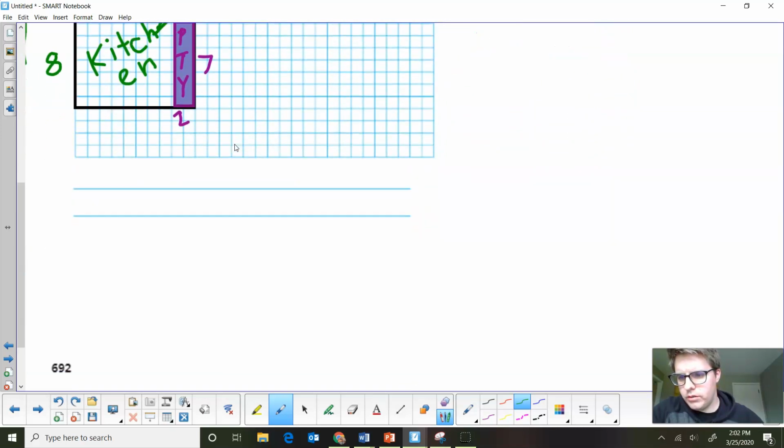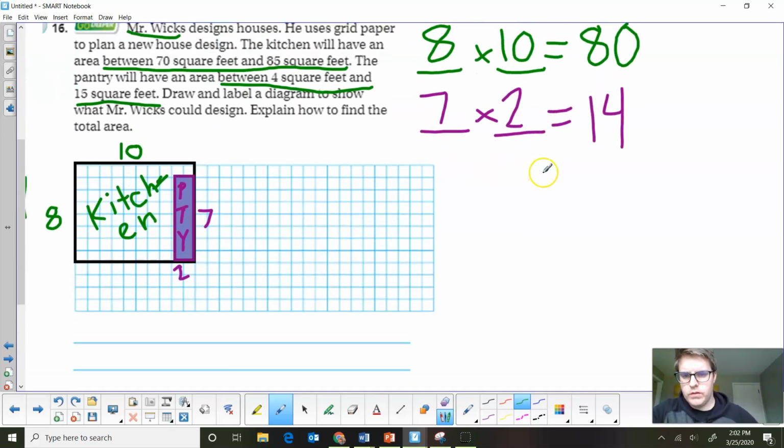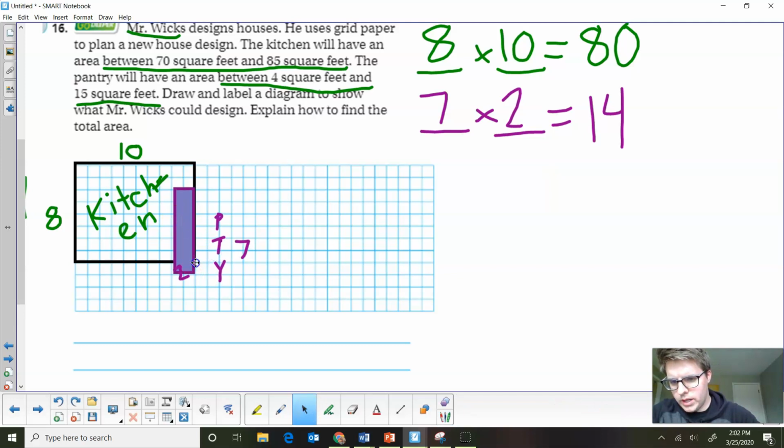Explain how to find the total area. Well, find the total area by doing length times width. You could always take your pantry and put it outside, and then you'd have to find the total area by adding the pantry plus the kitchen. If I did it that way, I could add it, but let's just leave it as it is.